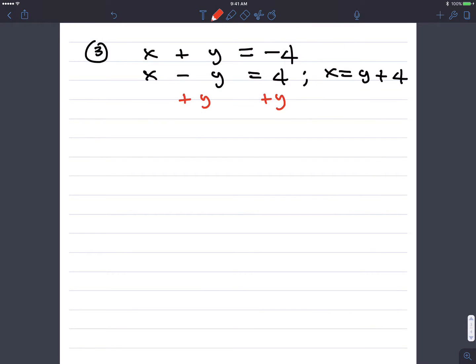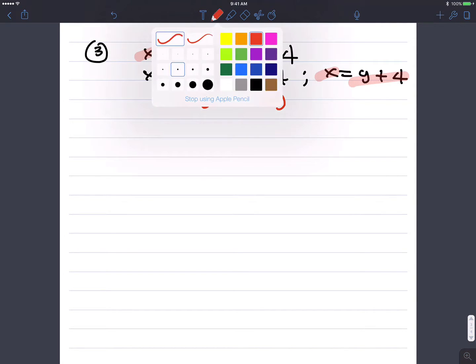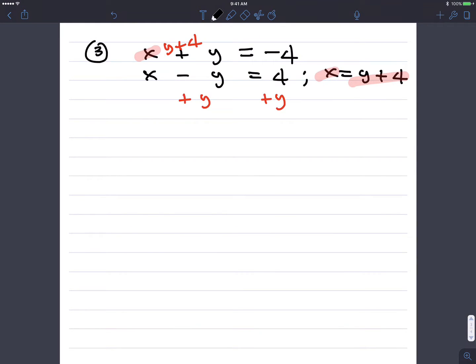So x here is y plus 4 in the second equation. X is here in the first equation. We're going to replace that with a y plus 4. We're going to substitute. The first equation is not x anymore, but y plus 4, plus the additional y here, and that'll equal negative 4. So we're going to substitute y plus 4 for the variable x. We can now solve this equation for y.